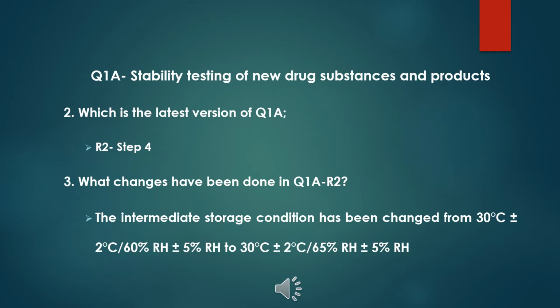What changes have been done in Q1A R2? The intermediate storage condition has been changed from 30 degree plus minus 2 degree, 60% RH plus minus 5% RH to 30 degree centigrade plus minus 2 degree centigrade and 65% RH plus minus 5% RH.